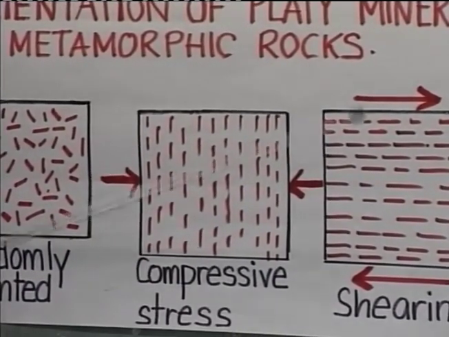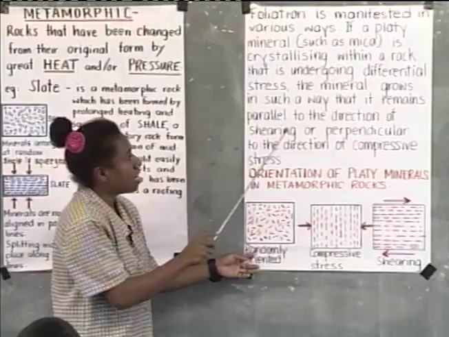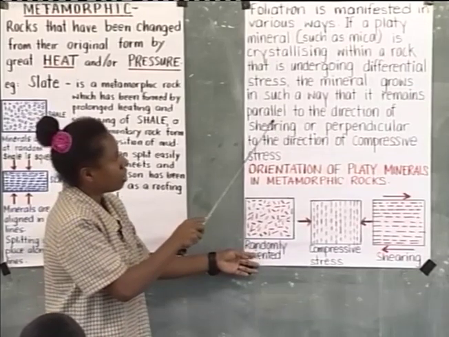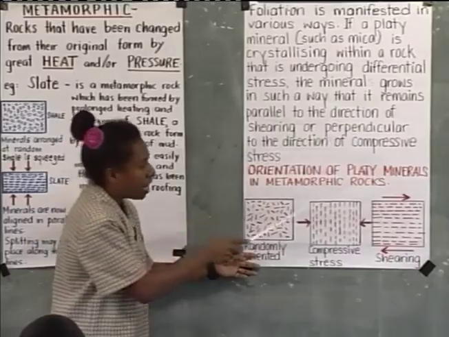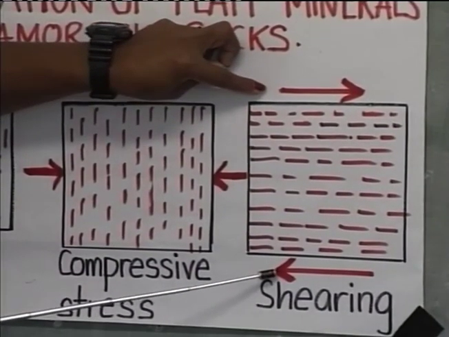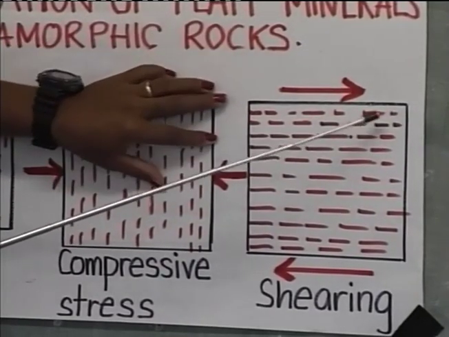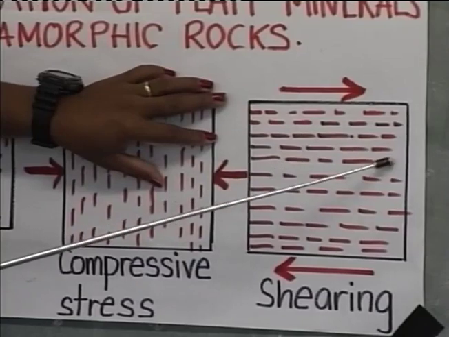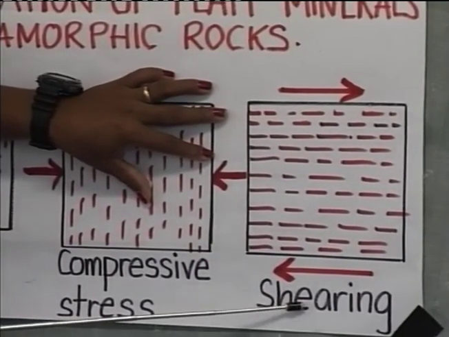Okay, then we go on to shearing. In shearing, you can see that the particles are parallel to the direction of the force. So here we have shearing, one arrow coming this way, the other one going that way. And can you see the way in which the particles have been aligned? They are parallel to the force.